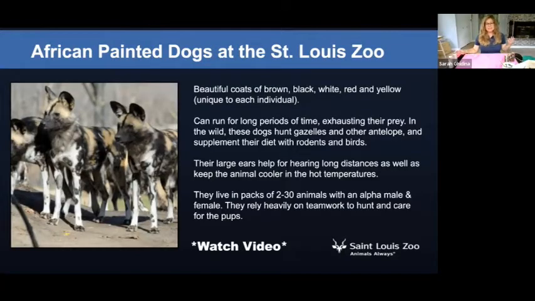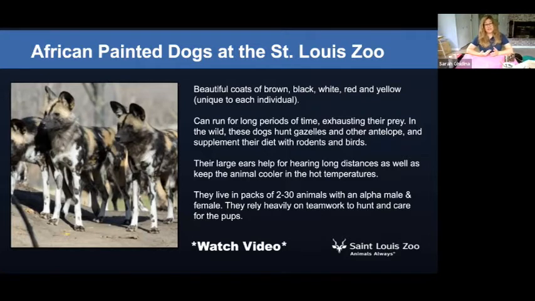And while you guys might still be working, which is fine, we're gonna let these dry, and I'm gonna talk a little bit about painted dogs, okay? So like I said before, African painted dogs have beautiful coats with brown, black, red, and yellow. And each coat is unique to an individual. So sometimes that's how scientists can actually identify who is who in a pack in the wild, is they'll pay attention to their patterns on their coats. They can run for super long periods of time.